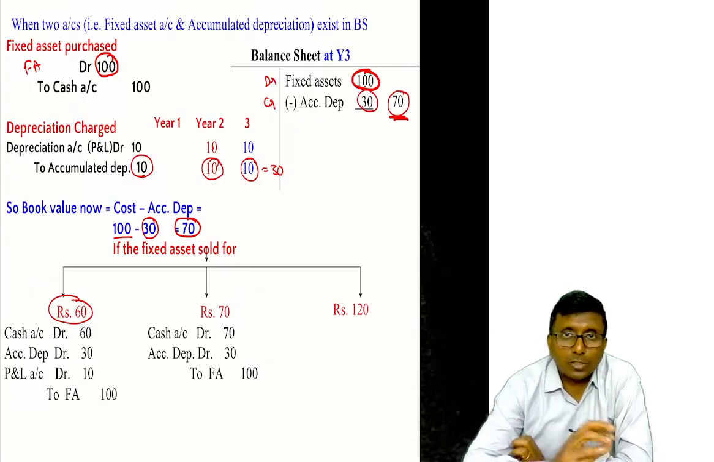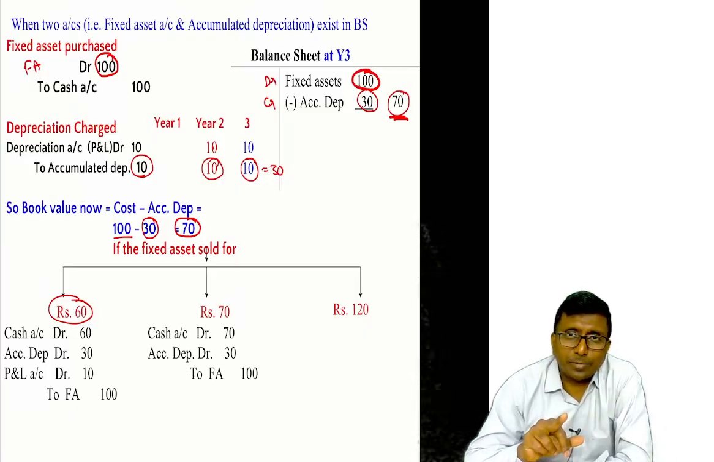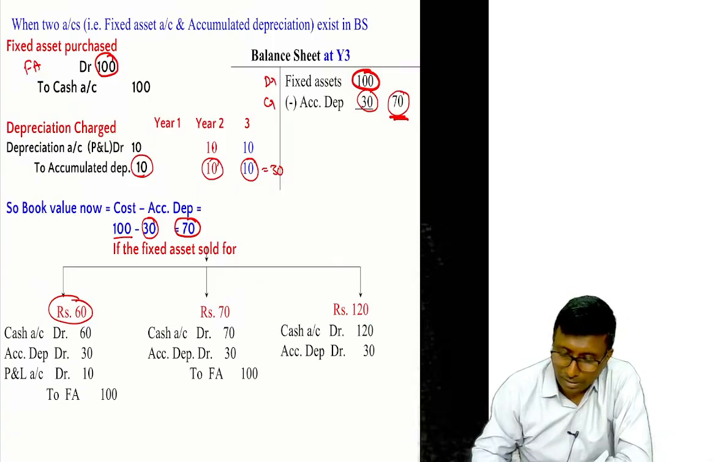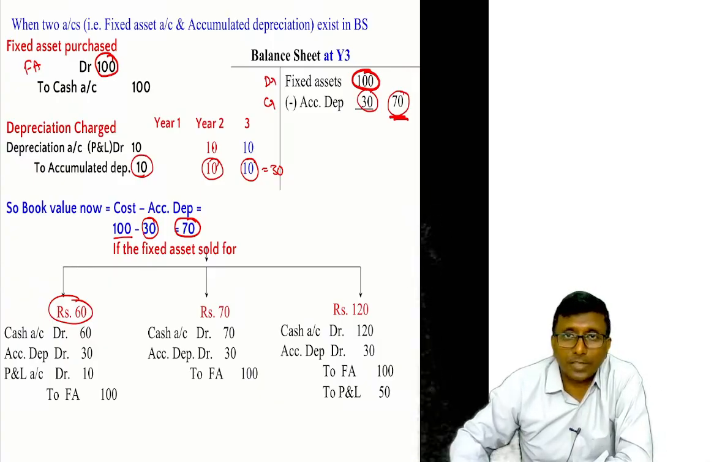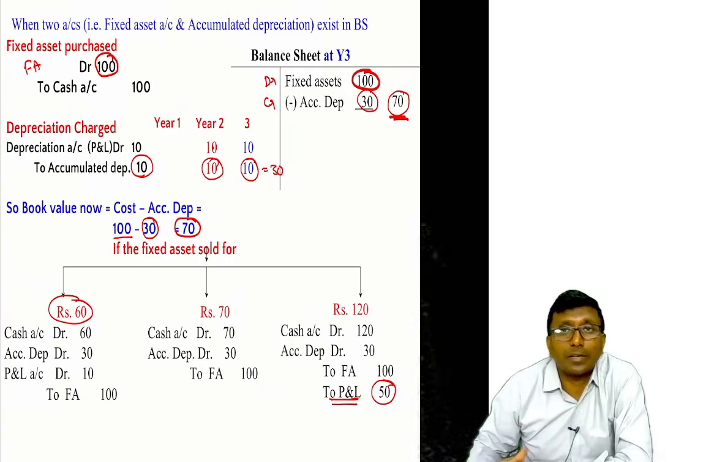Done? Yes. So again, the concept is the same. Fixed asset credit, accumulated depreciation account debit, cash has come in, and the remaining is my profit or loss. Correct? So cash account, depreciation, correct? That's all. This 50 rupees is your profit. That's why you have credited it, and that goes to the profit and loss statement.